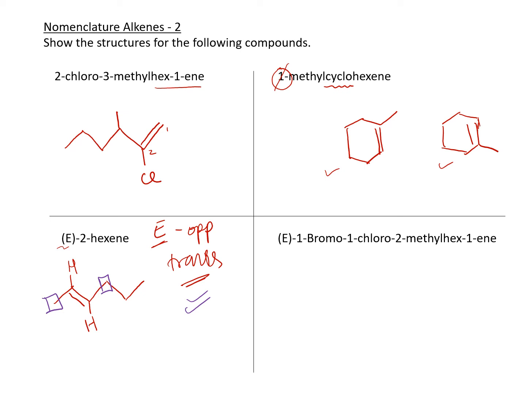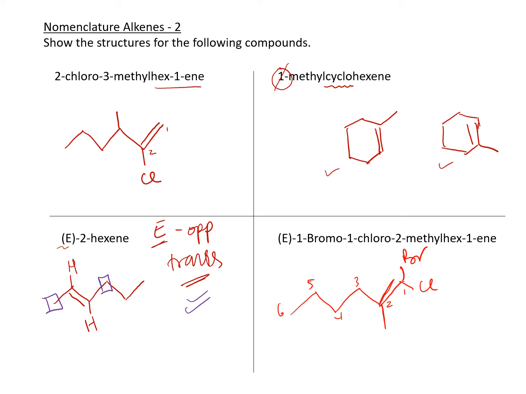Okay, now let's look at the last one over here. And for the last one, here we have a huge structure, 1-bromo-1-chloro-2-methylhex-1-ene. Okay, so again, hex-1-ene, which means 1, 2, 3, 4, 5, 6. And let's draw the structure out first, and then we'll go from there. So here is the 1. On 1, I also have chlorine. On 1, I also have bromine. And then I have a methyl group on the second carbon. So 1, 2, 3, 4, 5, 6.